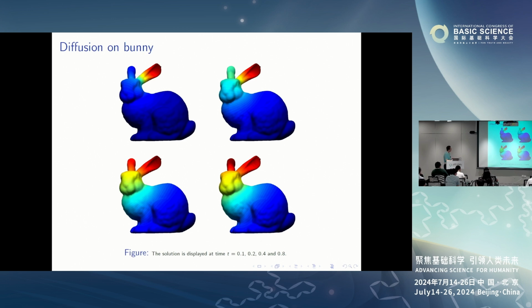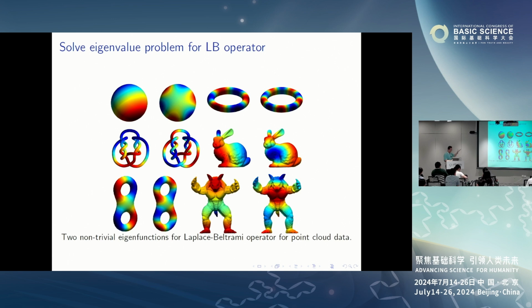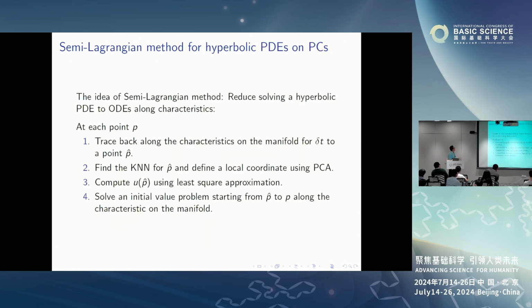And this is exactly what we're going to use later: the eigenvalues and eigenfunctions of the Laplace-Beltrami operator. So it's like a Fourier series on a manifold. First of all, it provides an orthogonal basis to represent any function in L2, and also it has a multi-scale feature. So we're going to use that heavily later on. We also can solve hyperbolic PDEs using some kind of semi-Lagrangian method.